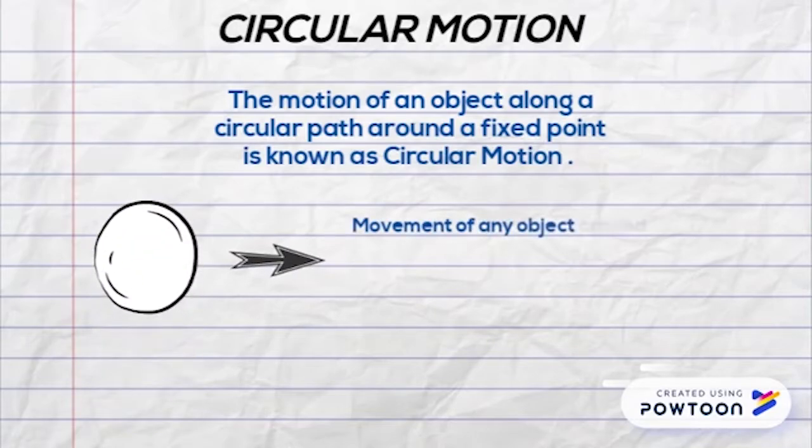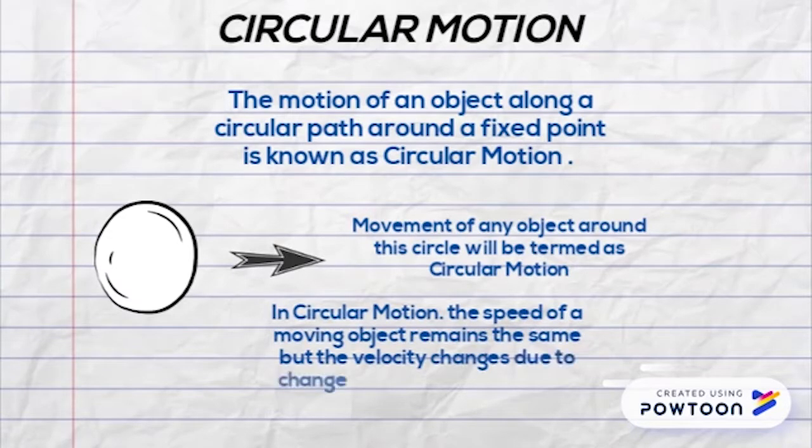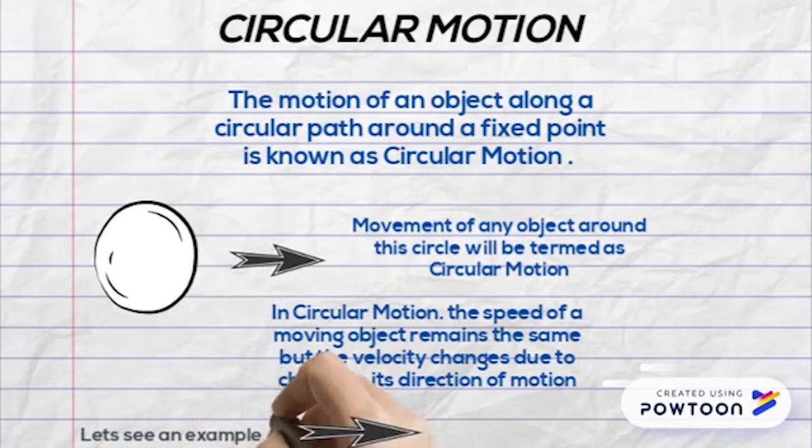Movement of any object around this circle will be termed as circular motion. In circular motion, the speed of a moving object remains the same, but the velocity changes due to change in its direction of motion. Let's see an example.